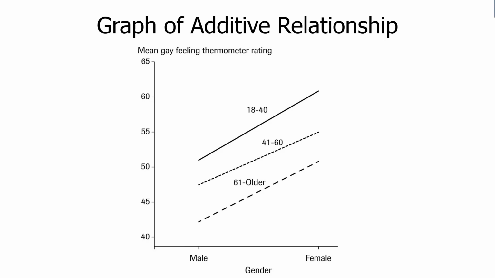You can see the effect of age here is about 10, from the youngest to the oldest. And you can see along each line the effect of gender is on the order of 8 degrees. So this is a profile of an additive relationship when you have a bivariate independent variable, male and female. But we have 3 values of the control variable, so it's a little more complex, but still it's essentially a pattern of additive relationships here.